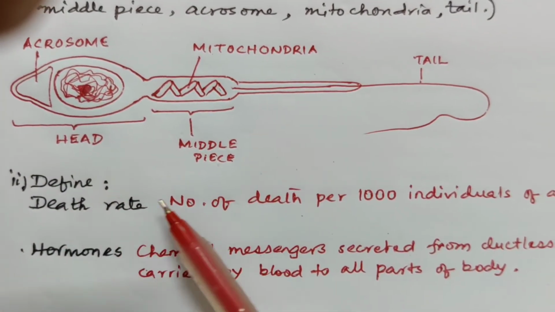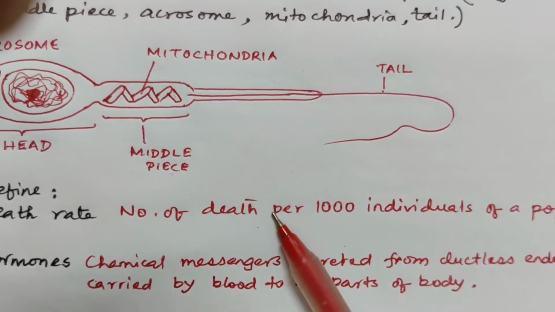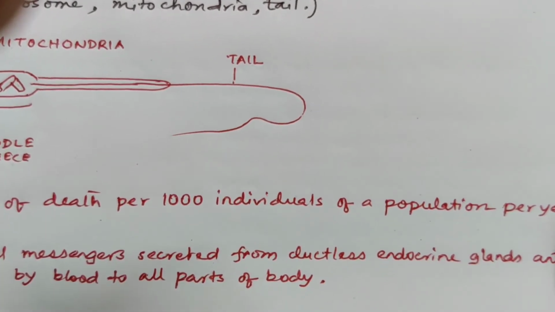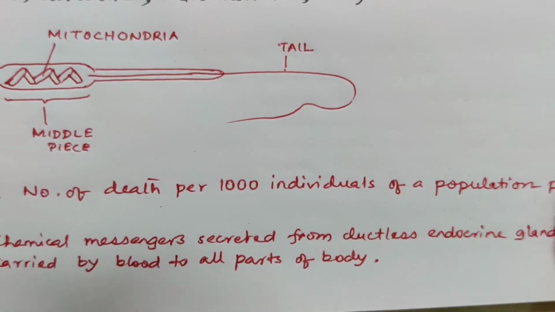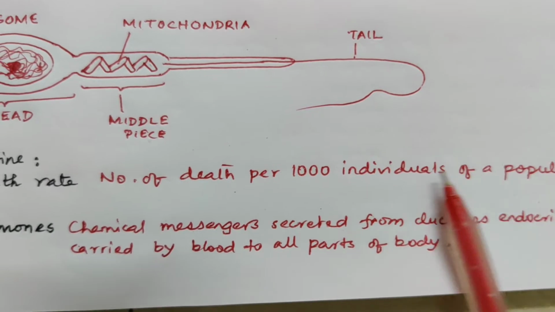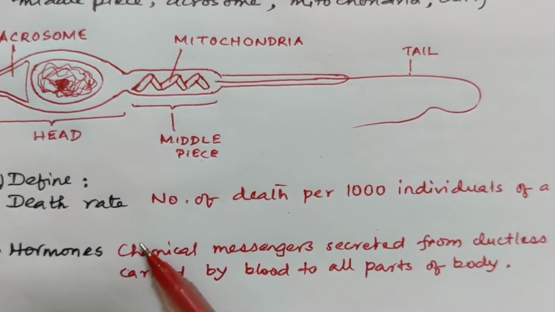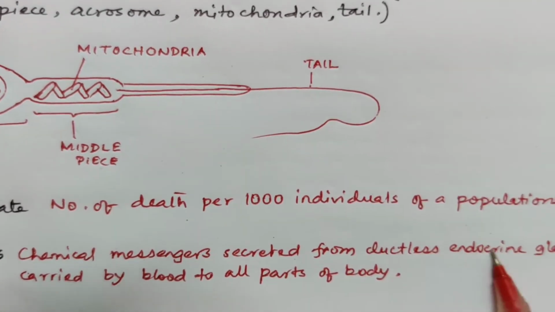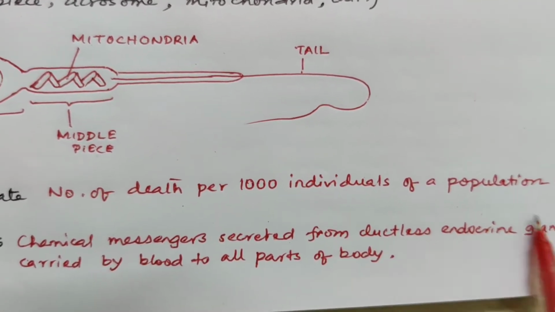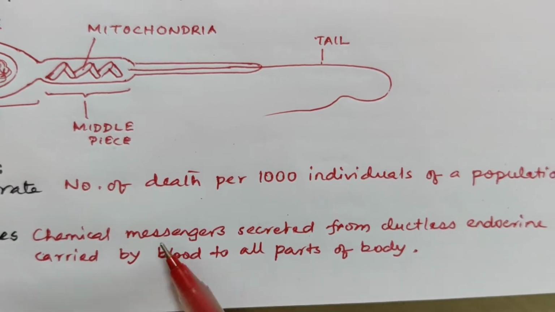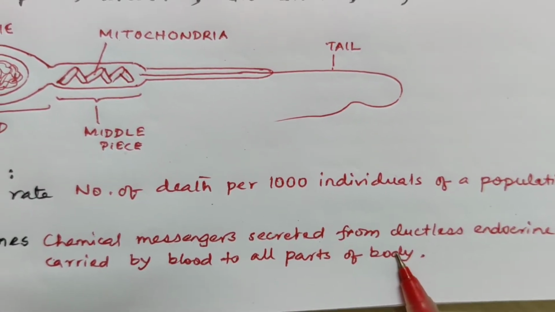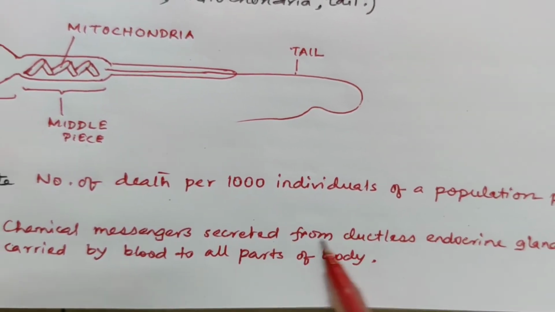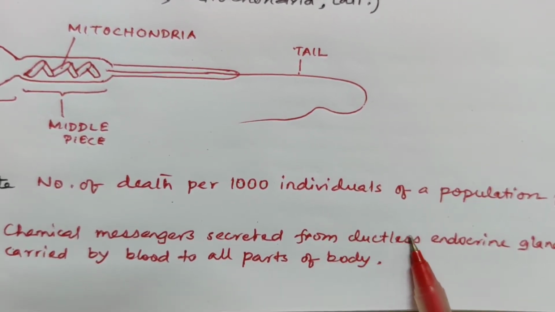To define death rate: it is the number of deaths per 1000 individuals of a population per year. All these things have to be present. These are all keywords. Hormones: the keywords are chemical messengers, then ductless glands and carried by blood. These 3 keywords are there. If you don't write any of these keywords, marks are difficult to get.